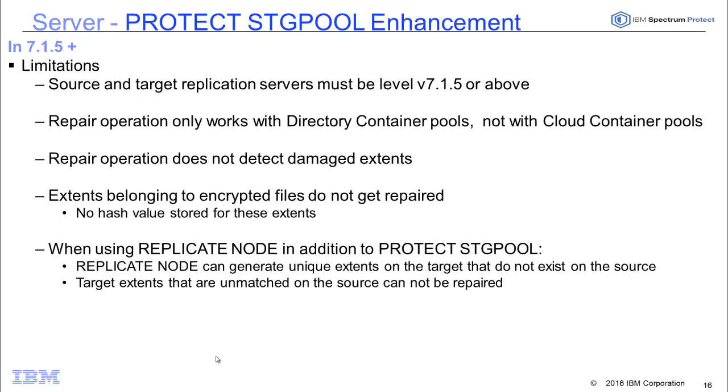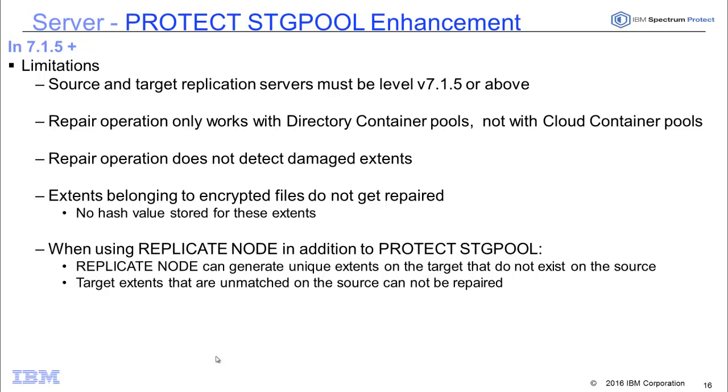Now, some limitations with this repairing is, first of all, both your source and your target server will have to be at version 7.1.5 or above. The repair operation only works with directory container pools. It doesn't work with cloud container pools. And remember, it's not the repair operation that detects the damaged extents. It's either the audit or when we're trying to access. If the extents belong to encrypted files, those will not get repaired, and this has to do with the hash values that are stored for those extents.